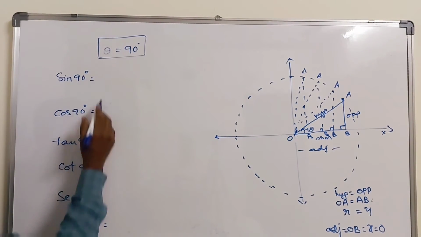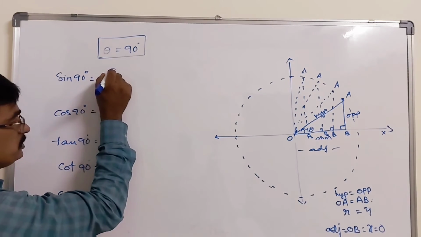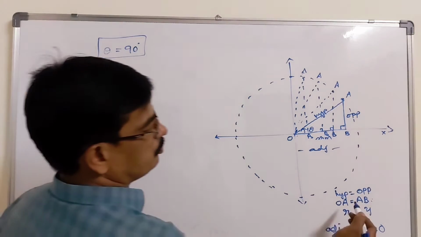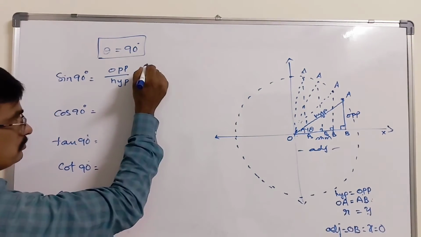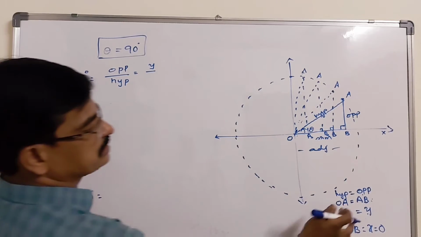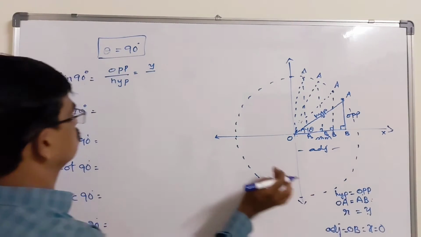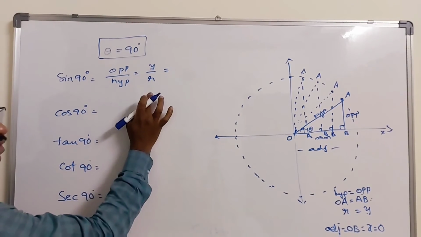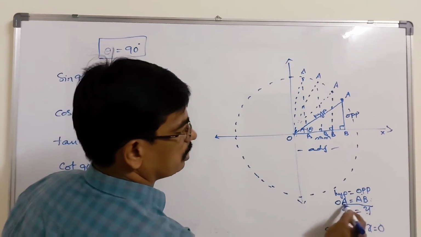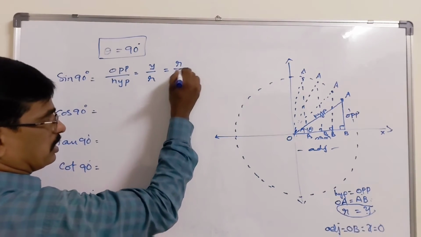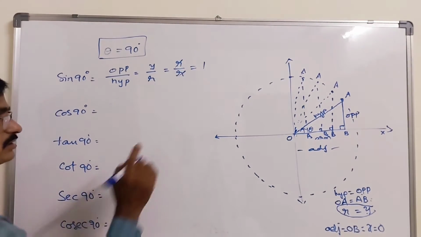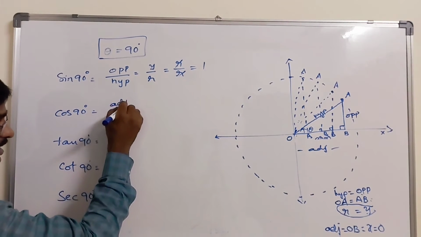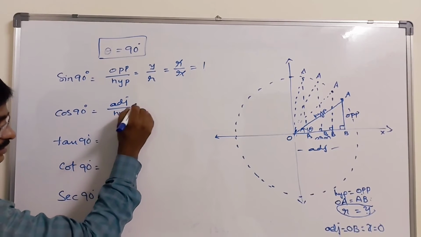Now sin theta is equal to opposite side by hypotenuse. So the opposite side is what? Y by hypotenuse R, but Y is equal to R, that is R by R, then both are cancelled, then we get 1. Now cos 90 is equal to adjacent side by hypotenuse.